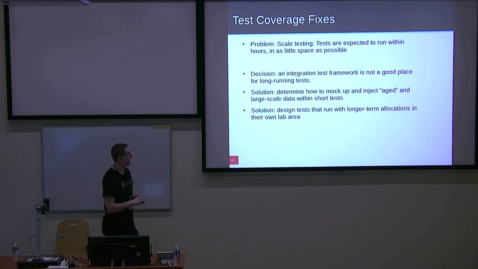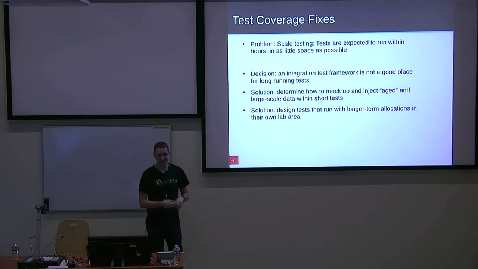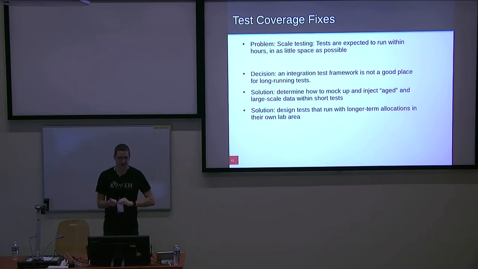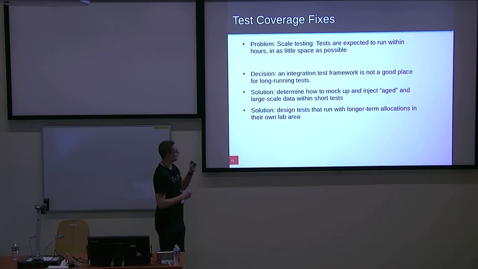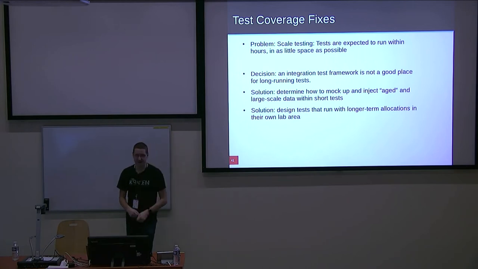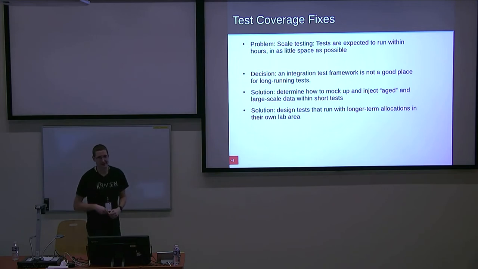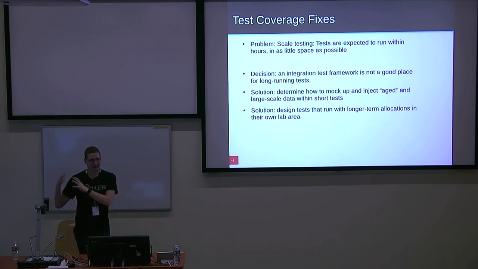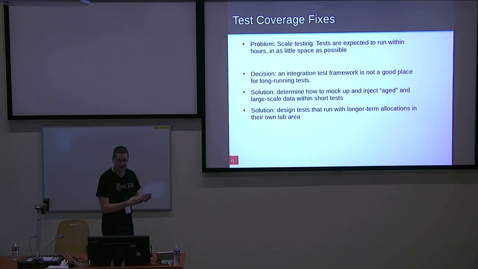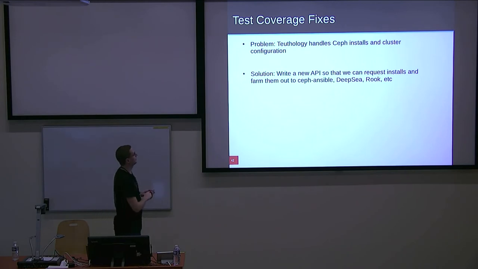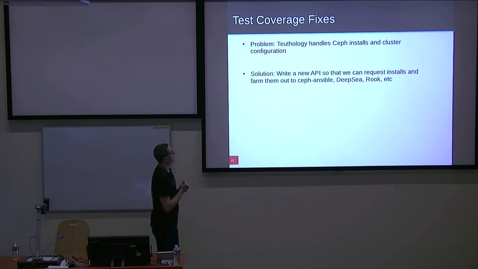So within Red Hat, we've got tests and a whole separate group that runs tests with long-term allocations in their own lab space. And there are a few things that do this, not too many, but we'd like to start mocking up and injecting aged data and large-scale data within shorter tests by, you know, running something for a while and then cloning the disk state and being able to copy that in very quickly without going through Ceph and see what happens. This last one is a pretty big problem for us, actually.